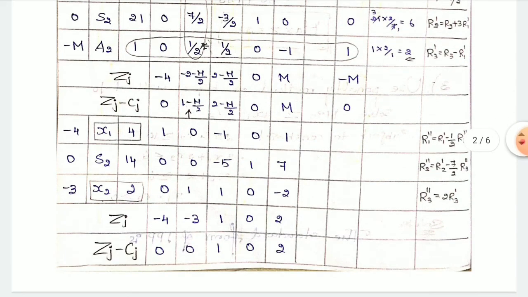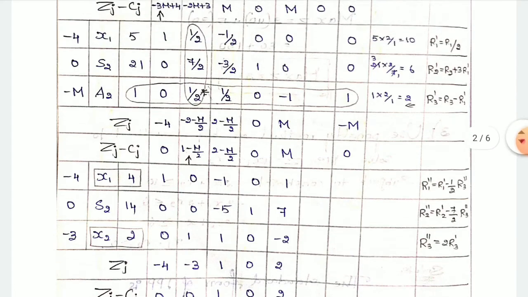Here you have to find the most negative value. Most negative value means here you have to substitute an m value; any value you can substitute. Just take 5: 1 minus 5 by 2 gives minus 3 by 2. Similarly 2 minus 5 by 2 gives minus 1 by 2. So the most negative is minus 3 by 2, so you have to choose this one.